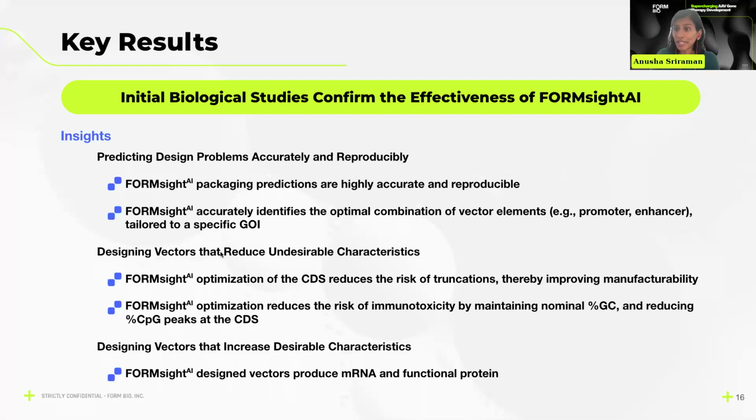FORMsight vectors also reduce undesirable characteristics. We'll show you data that indicates that FORMsightAI optimized CDS reduces the truncation risk, which thereby helps to improve manufacturability. And we're also seeing that optimization using FORMsightAI helps to reduce CpG island formation at the CDS, and this reduces the risk of immunotoxicity. And lastly, and most importantly, we also see that FORMsight designed vectors express well, so we can see mRNA expression as well as functional protein activity.